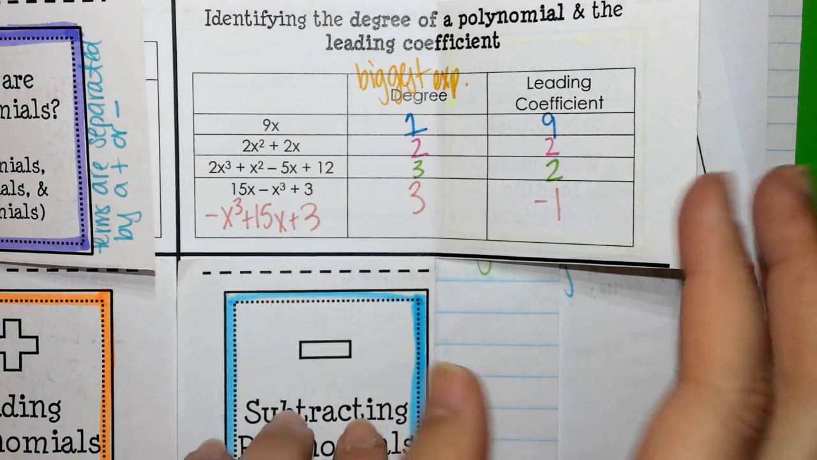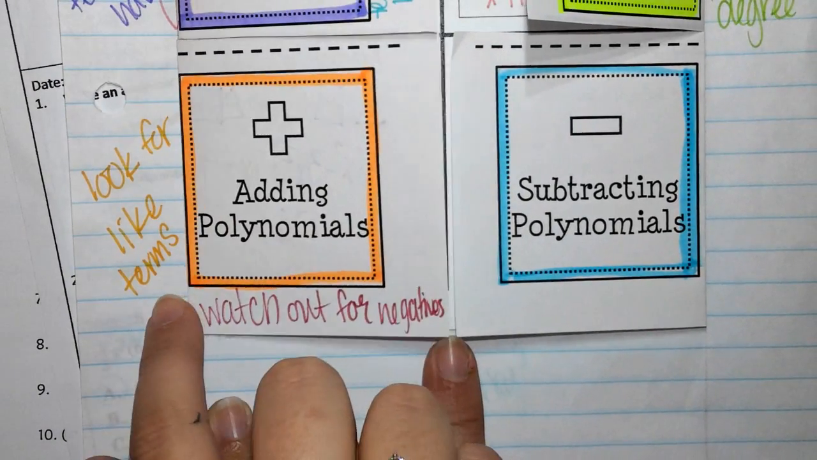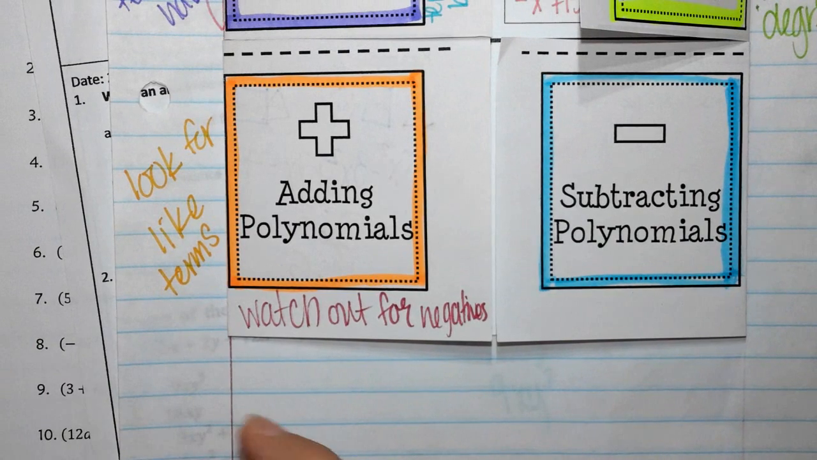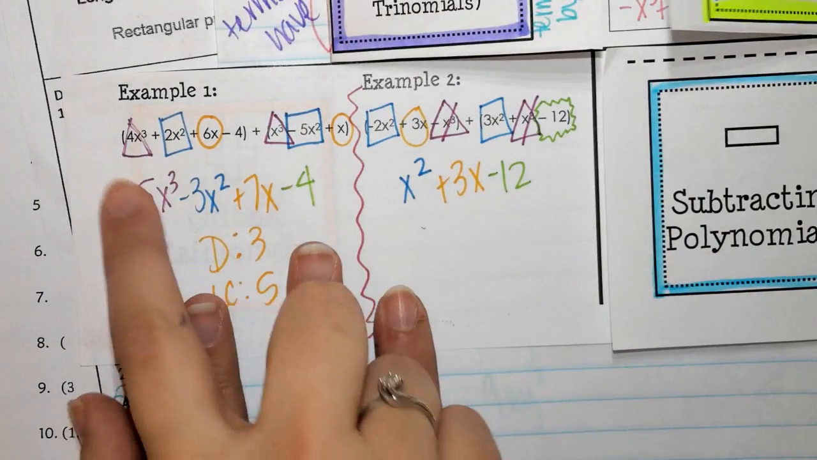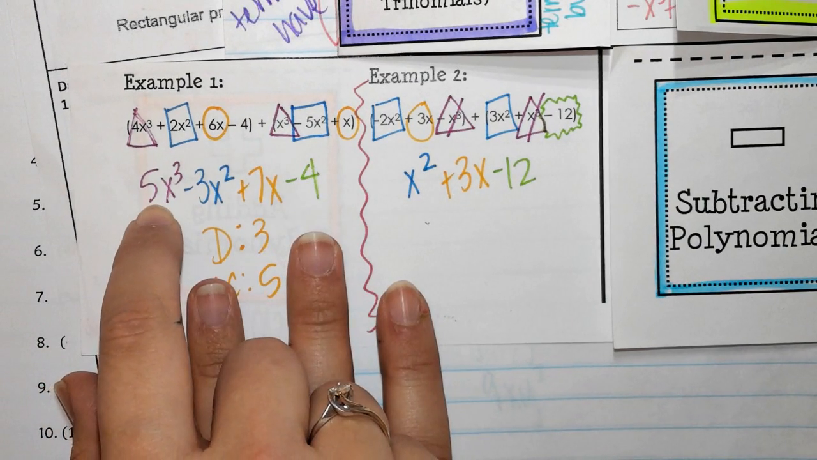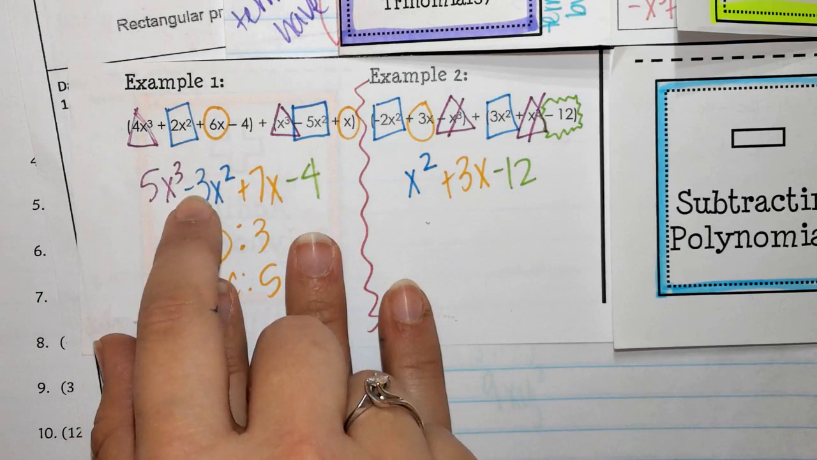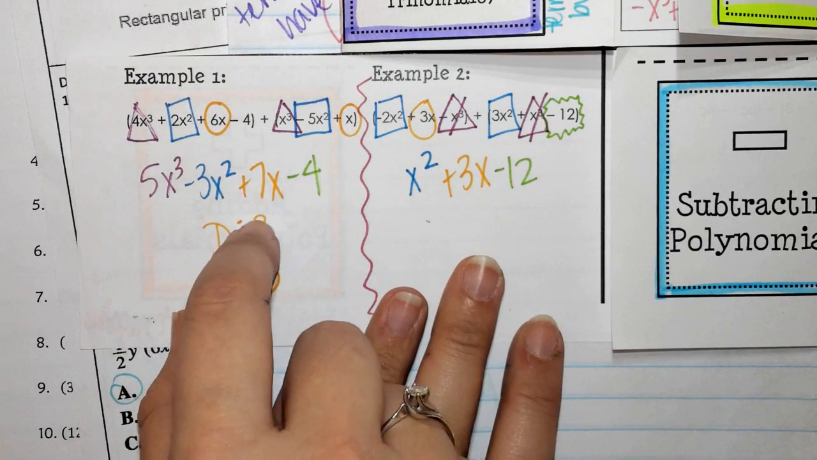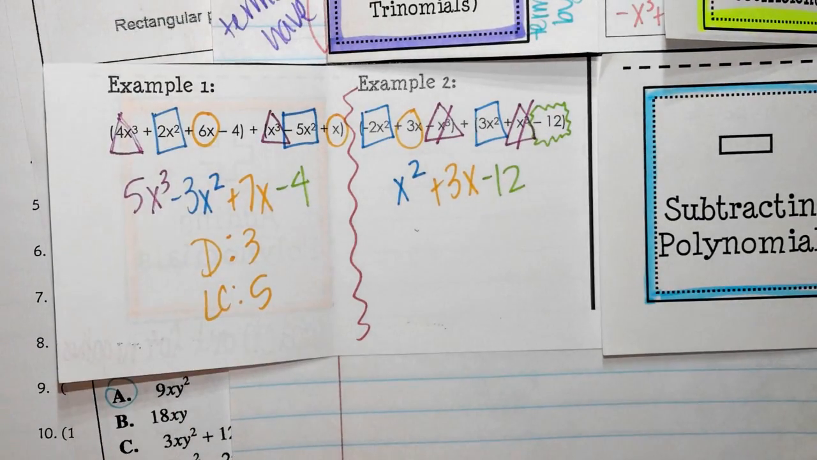We're just crazy people. Alright, so adding polynomials. Remember, you have to watch out for negatives and you have to look for like terms. What are like terms? With the same variable and exponent. Okay. So then we put triangles around our x cubed, and we added those and we got 5x cubed. We put squares around our 2x squared and -5x squared, and we got -3x squared. Circles around the x's, and then -4 is by itself, so we brought it down. The degree of this one is 3, and the leading coefficient is 5. So you can only do it once you combine them.